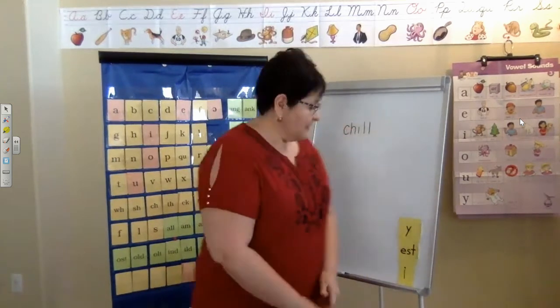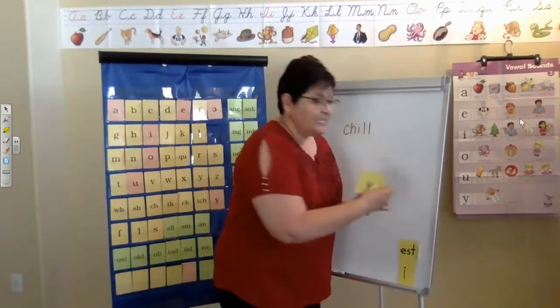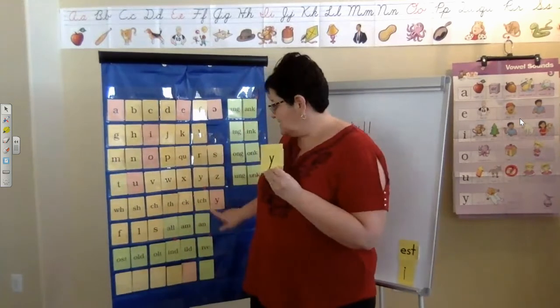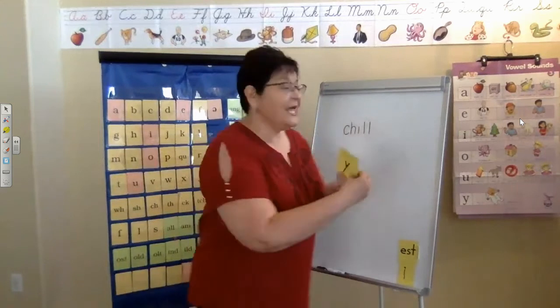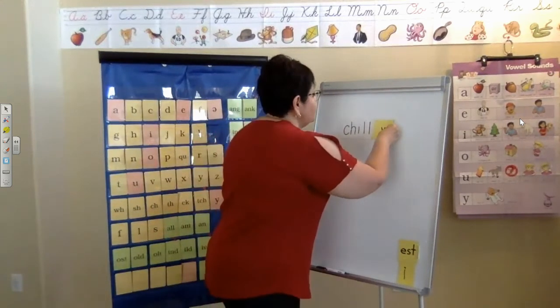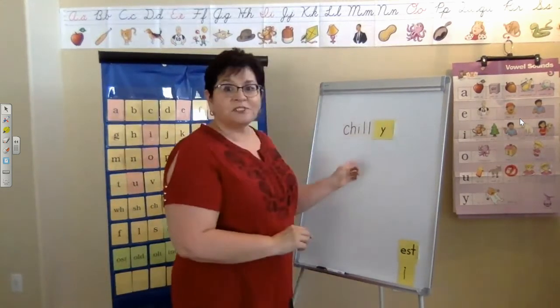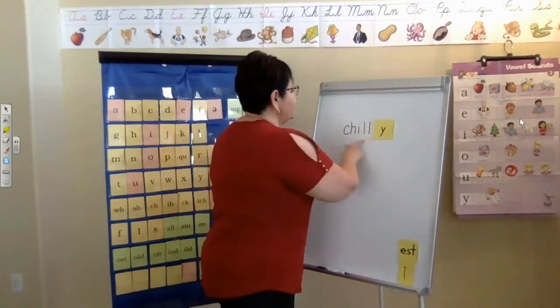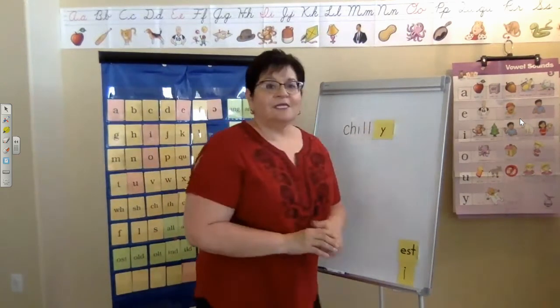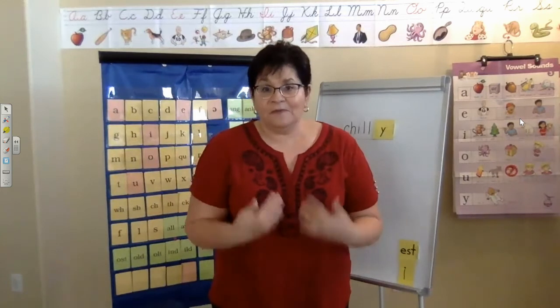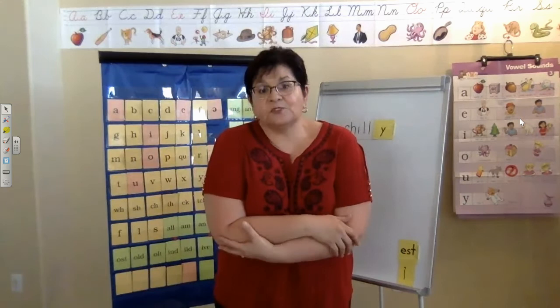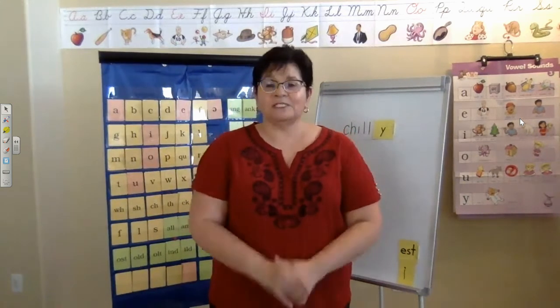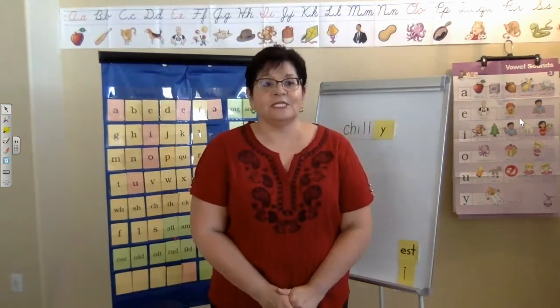Well, remember that Y is not only a consonant, a vowel, it can also be a suffix. So when I add this to the end of chill, let's read this word together, base word, whole word. Chill, chilly. So if I am chilly, that means that I'm really cold, that I need to get a jacket or at least a light sweater to keep myself from being too cold or too chilly.